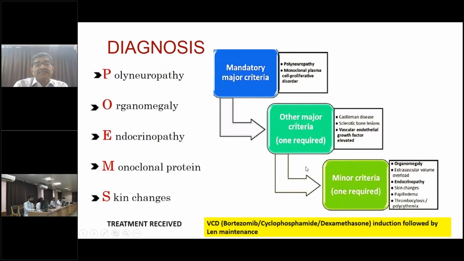So putting this all together, a diagnosis of POEMS syndrome was reached, wherein the patient fulfilled both the mandatory criteria, that is, polyneuropathy and a monoclonal plasma cell clone, and also fulfilled some of the minor as well as the major criteria. The patient was started on clone-based therapy, as is the norm for these disorders. He received a triplet induction regimen comprising bortezomib, cyclophosphamide, and dexamethasone, followed by lenalidomide maintenance. The patient is 2 years into follow-up now and remains on lenalidomide maintenance with almost complete resolution of his polyneuropathy, and is back to his routine work.